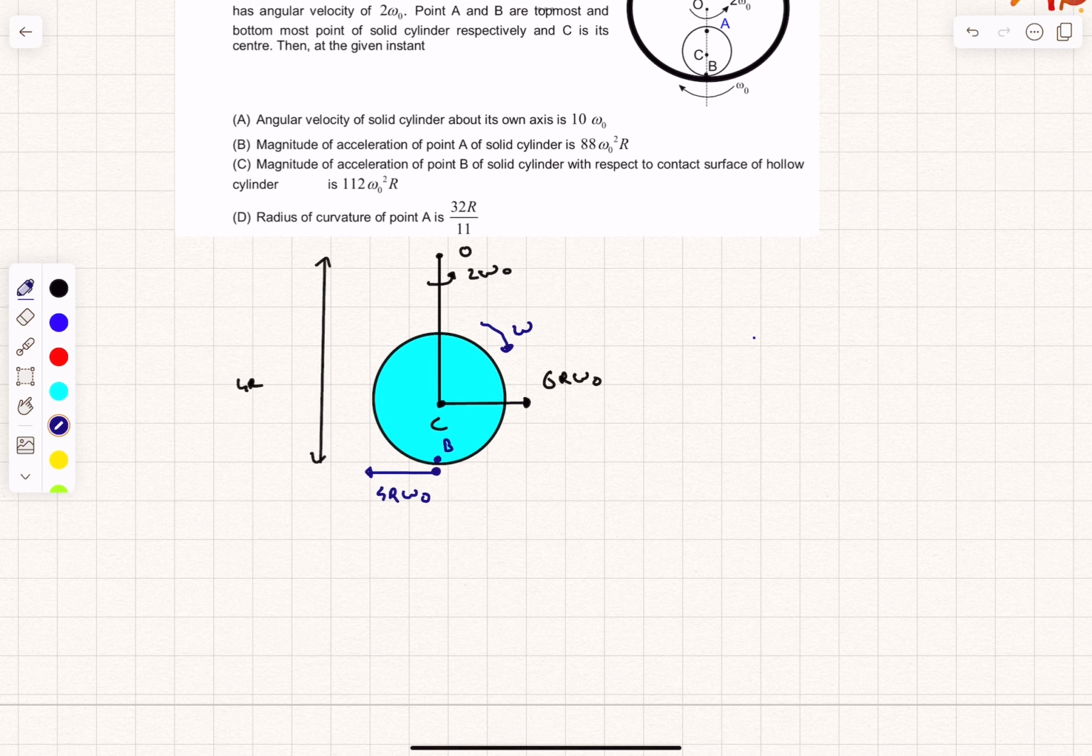So the velocity at the point B, writing it with respect to a solid cylinder, is going to be r omega minus 6r omega naught to the left, and this has to be equal to 4r omega naught to ensure no slipping. And from here we get omega equals 10 times omega naught, which means option A is correct. Second question, they're asking the acceleration of point A.